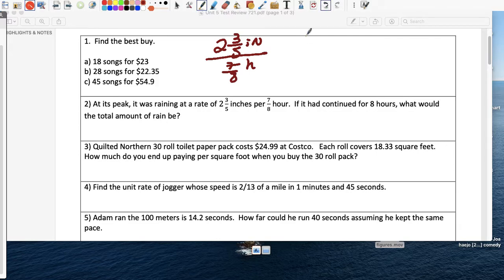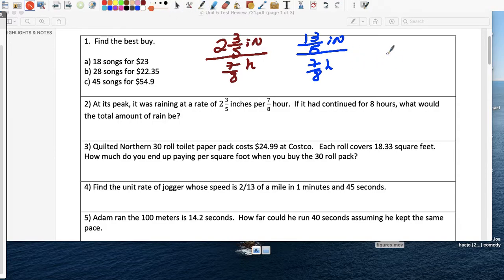My suggestion to you is you have a calculator. If you have a calculator, everything goes down the drain. But if you don't have a calculator, I would rewrite this, right? So we're going to write this as 13/5 of an inch, 13 over 5 inches of rain in 7/8 of an hour if you didn't have a calculator. But that's not the case.